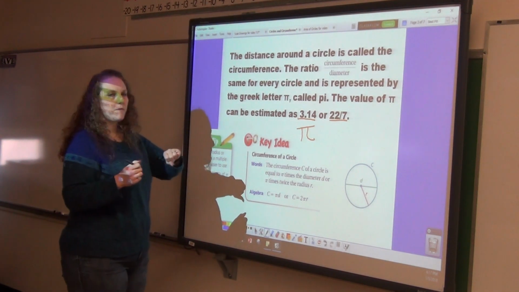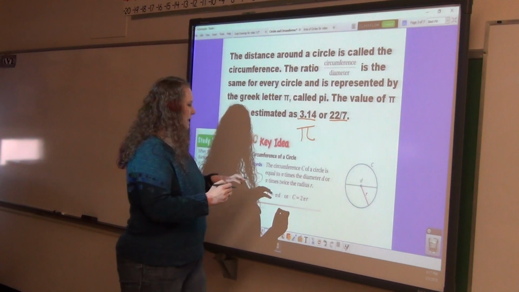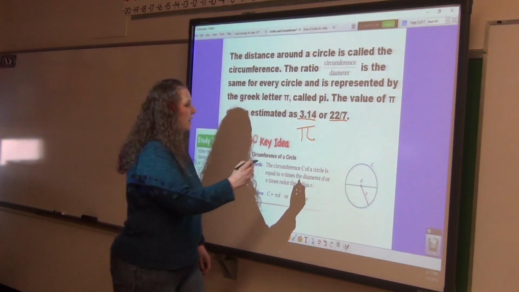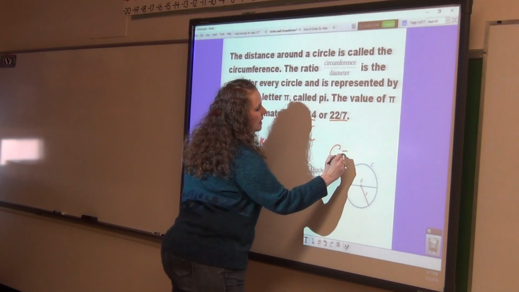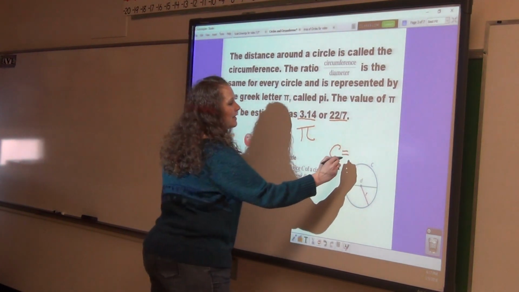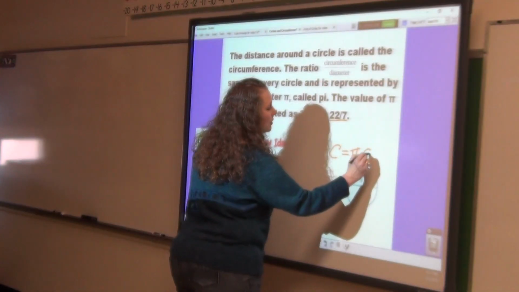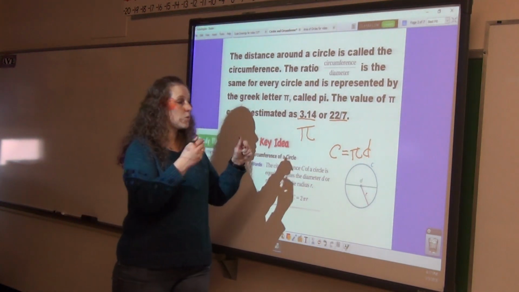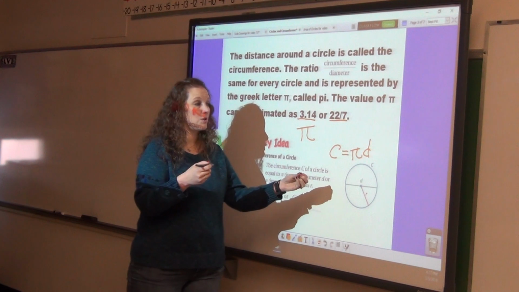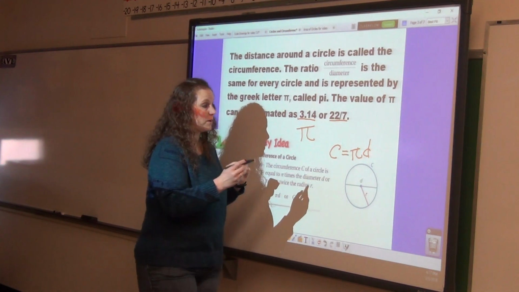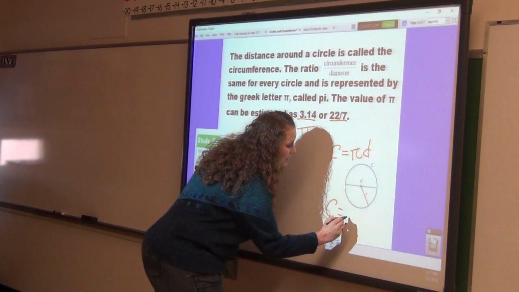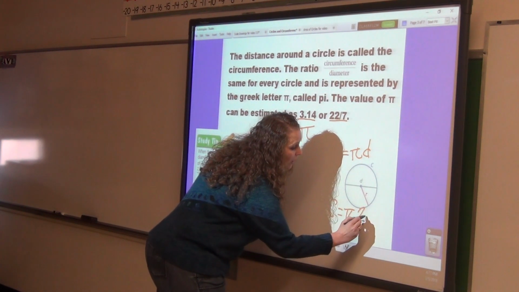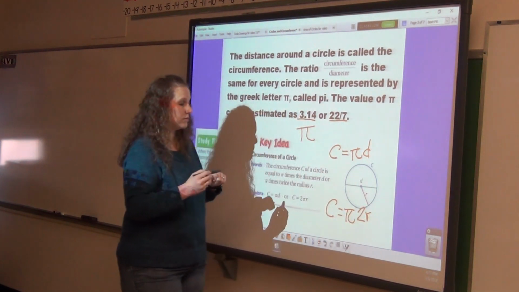So we have a formula for the circumference of the circle. It is right here. If you can't read that, if it's too small on your screen, I will write it for you. It is circumference equals pi times the diameter. And since you know that your diameter is twice your radius, if you only have your radius, you can solve for that too, because you would write it as circumference equals pi times twice your radius.